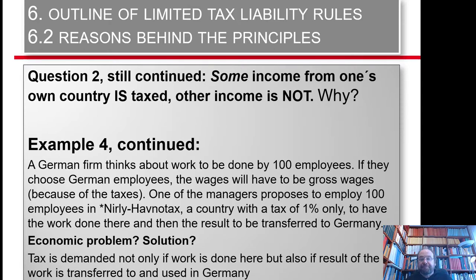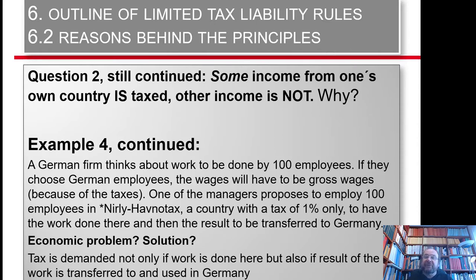Well, another constellation might be interesting. Imagine you have a German firm and you want to get work done by 100 employees. Now, if you choose German employees, the wages will have to be gross wages, because they will demand wages which are sufficient to pay the taxes and to live from the rest which is left over from the net income. Now, one of your managers is a very clever person, and proposes, let's just employ 100 employees in a foreign state, a country which has nearly no tax, but only a tax of 1%. So the employees will work there, the work will be done there, and the result of their work will be carried to Germany.